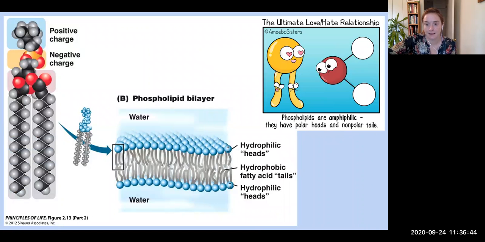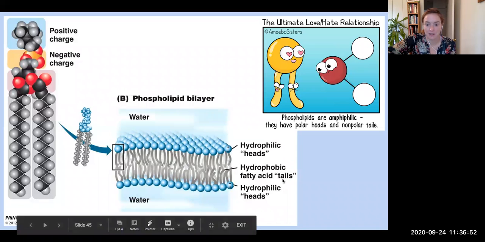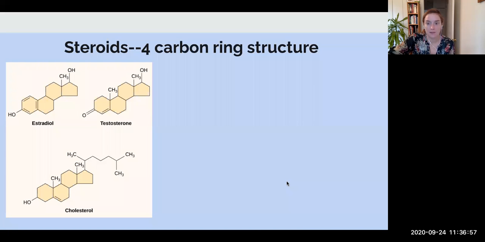Here's a little cartoon that I thought was cute. The tails do not like water. They wish to avoid it, and the head is charged, so it likes water. We'll talk much more about the phospholipid bilayer in Unit 2.